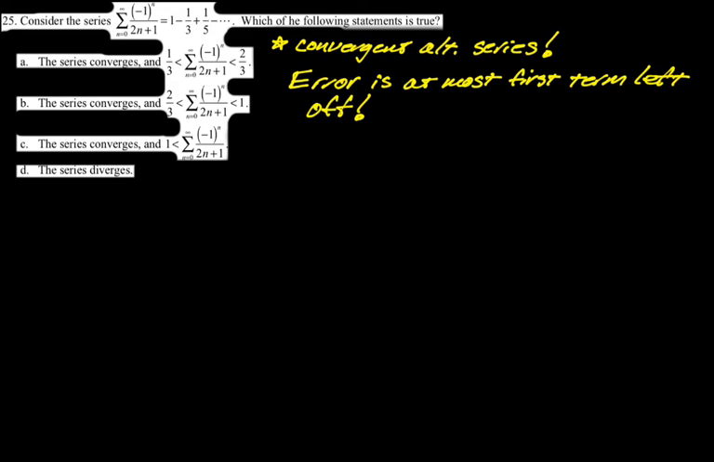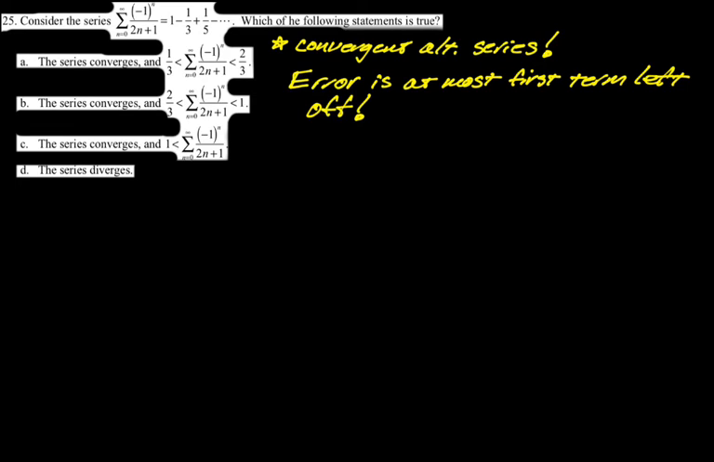I know for a fact that this is a convergent alternating series because we can use the alternating series test if we wanted to. But the most relevant thing here is that the error is at most the first term left off. So what does that mean? Well, that means we can say that the series is approximately 1, but we're at most wrong by 1/3. But it's kind of important because we're subtracting 1/3 that actually the series is approximately 1, but it's definitely less than 1 because we would subtract 1/3 to get our next estimate.